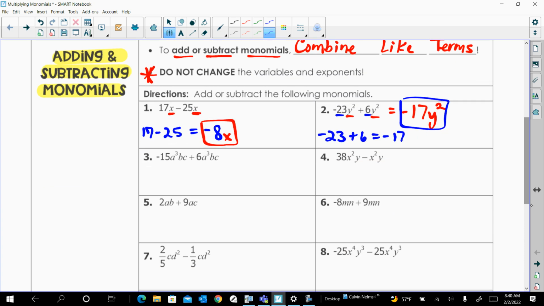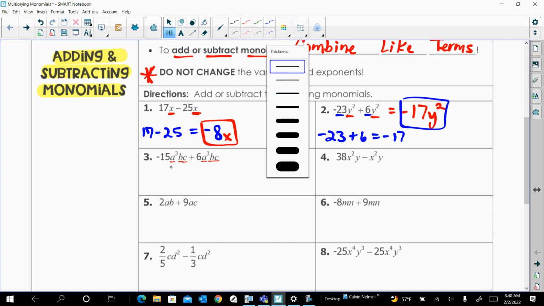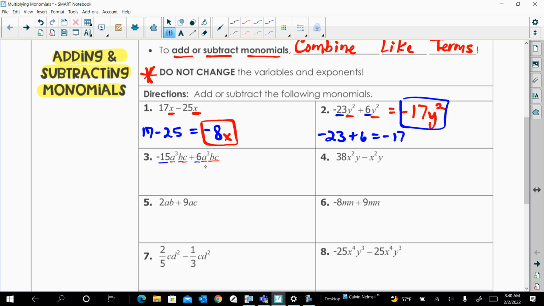But guys, just make sure everything lines up. Make sure you're always using the same letters and exponents. So on 3, we have negative 15 a cubed bc, right? A cubed bc. It's the same. So now we just have to add the coefficients. I'm just adding the negative 15 plus 6. When I do that, that becomes what? Negative 9 is my coefficient, and then I keep the variable a cubed bc.